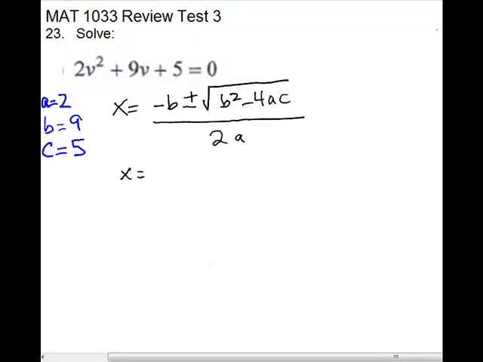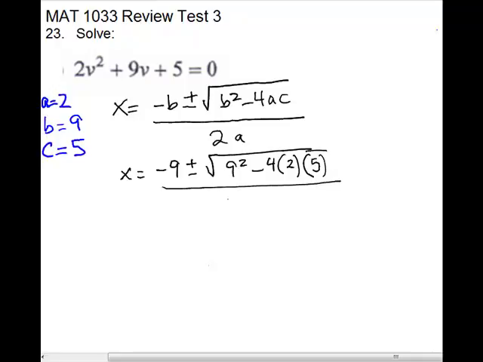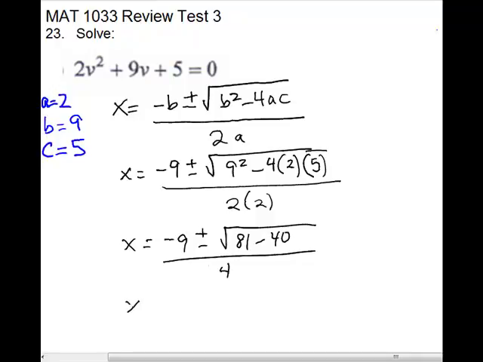Then we'll plug in x equals negative b, so that will be negative 9 plus or minus the square root of 9 squared minus 4 times 2 times 5 all over 2 times 2. Then we'll simplify. So we have negative 9 plus or minus the square root of 81 minus 40 all over 4. And this gives us negative 9 plus or minus the square root of 41, which will not simplify, over 4. So we can actually leave our answer here. There is no simplification to do.